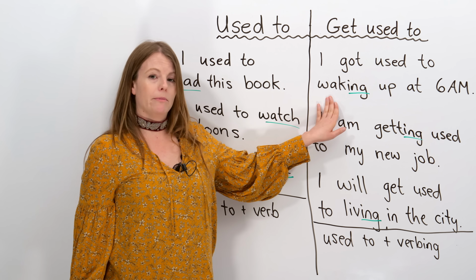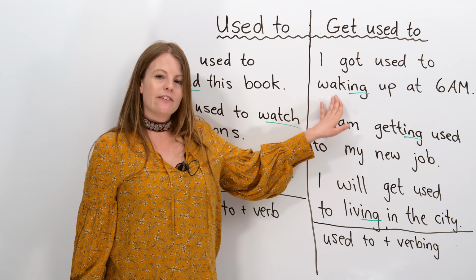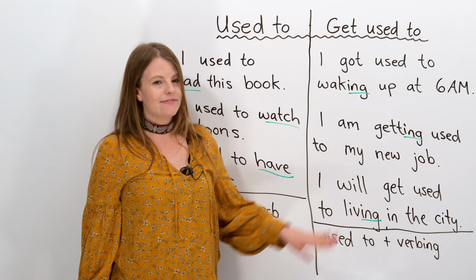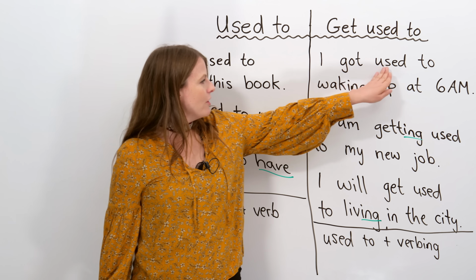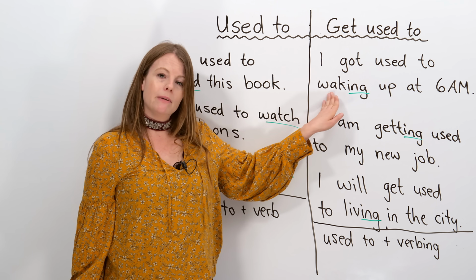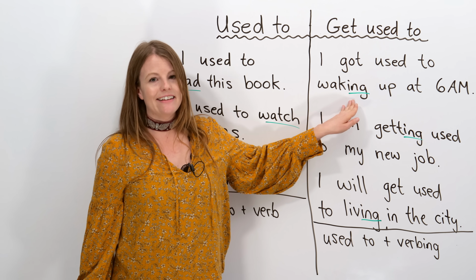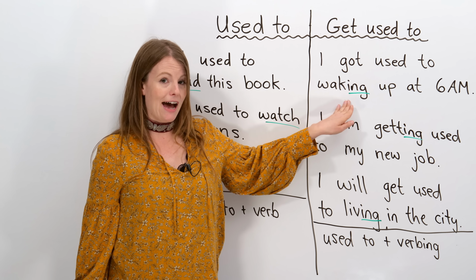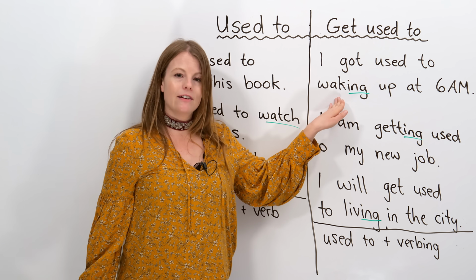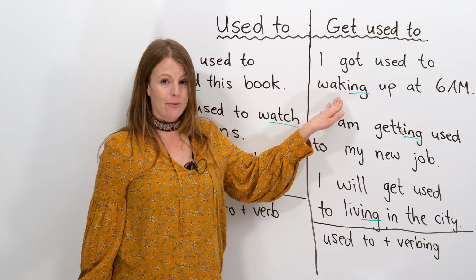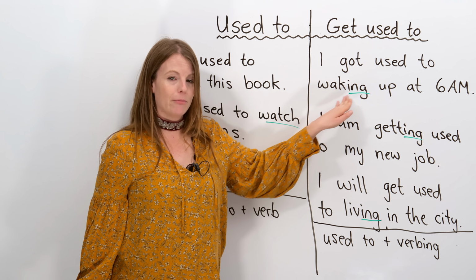So it's normal. What do you notice about the verb here? You might notice that after used to, the verb ends in ing. Another way to say this is we use a gerund after used to. Gerund is the fancy grammar way of saying a verb with ing.